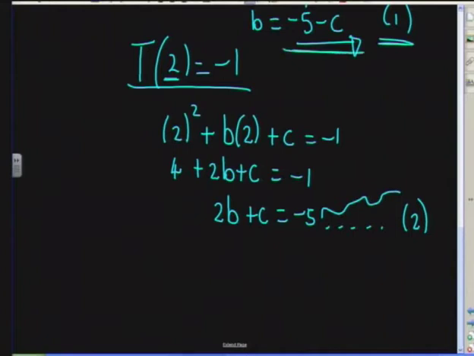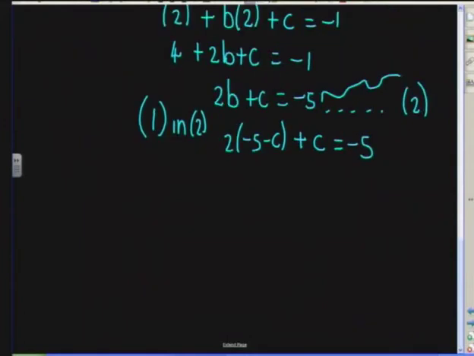So therefore, if b is equal to minus 5 minus c from equation 1, I'm going to substitute equation 1 into equation 2. What that means is where there's a b, I put in minus 5 minus c. So it's 2 times (minus 5 minus c) plus c is equal to minus 5. Then I'm going to times the 2 in, so I get minus 10 minus 2c plus c is equal to minus 5.